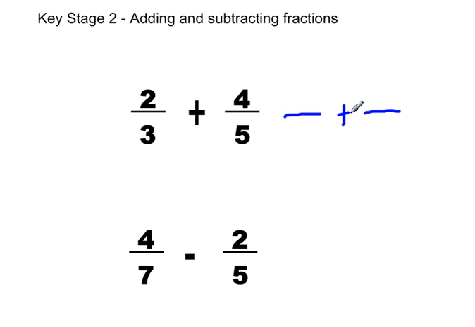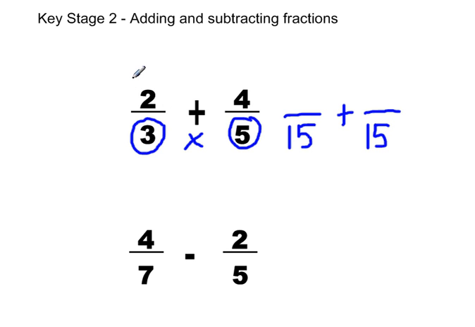We've got 2/3 add 4/5. We have to find a common denominator, or a number that both 3 and 5 will go into. The easiest way to do this is to multiply out your denominators. So 3 times 5 is 15. So our common denominator is 15. Once we've got the denominators the same, we can add our fractions.